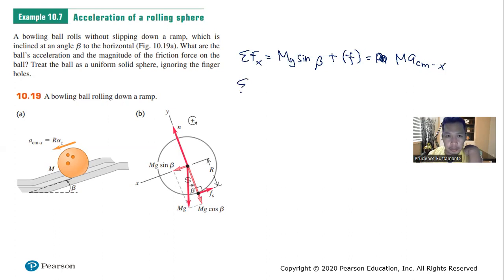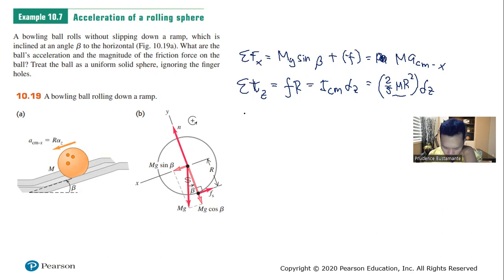Also, the definition of the torque along z: in this case only the friction force is doing work. So F R equals I center of mass alpha z. For the sphere, this is equal to 2 over 5 m r squared alpha z. So this is the moment of inertia. Also, we're going to use a center of mass along x, which is equal to r alpha z. So this is the condition of rolling without slipping.